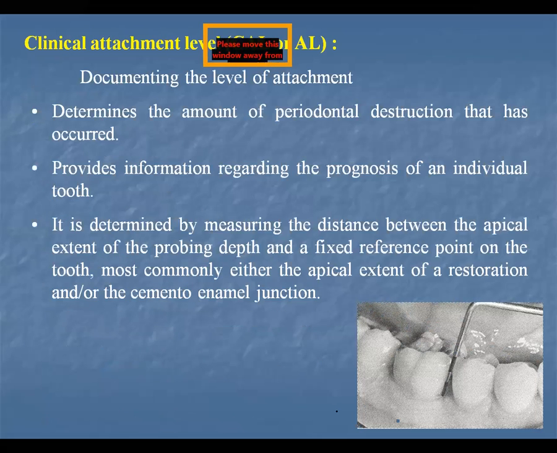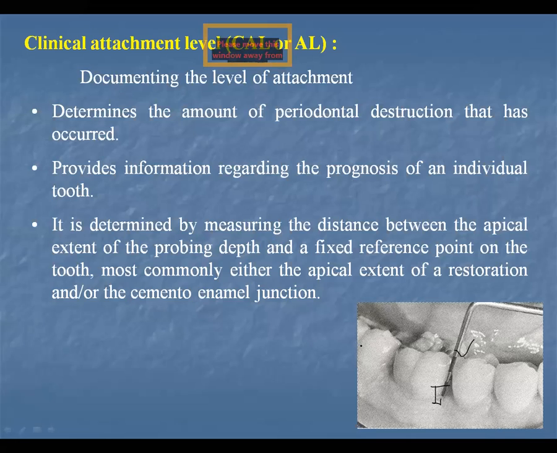You can check the clinical attachment level of the periodontium. It basically determines the amount of periodontal destruction that has occurred. So if you have any periodontal destruction, where the periodontal level goes down, we have to make sure that we check it properly. And how can we check the clinical attachment level? For that, we use a graded probe in the periodontal examination of the patient.